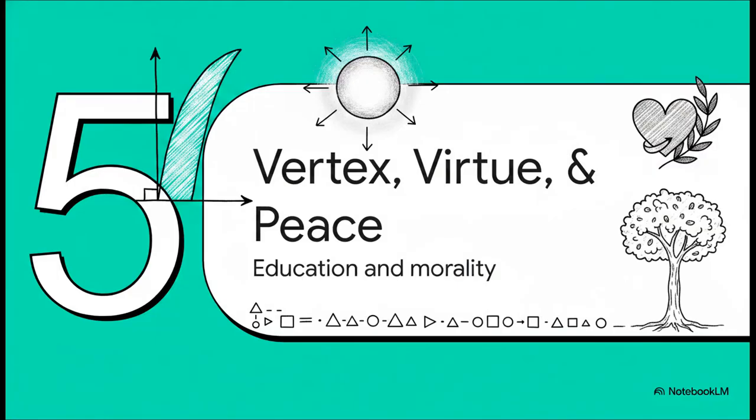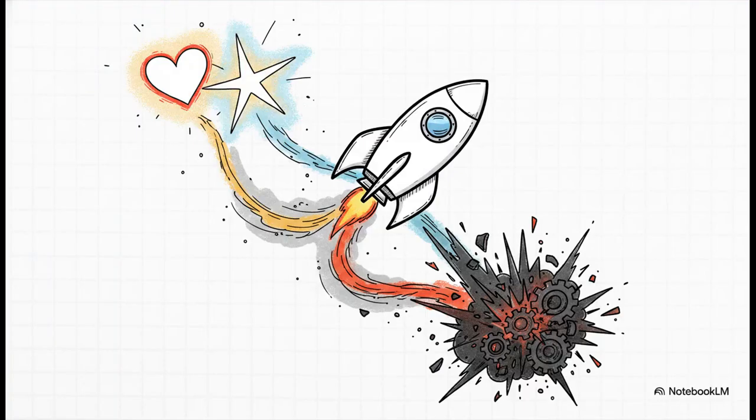And finally, Section 5, Vertex, Virtue, and Peace. So the Hero Smart Academy Godly Learner series intertwines education and morality. Their core philosophy is simple, but really profound. Education without morality will hurt.